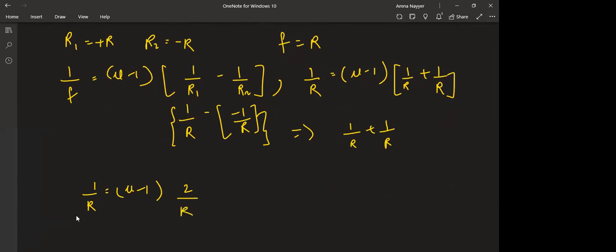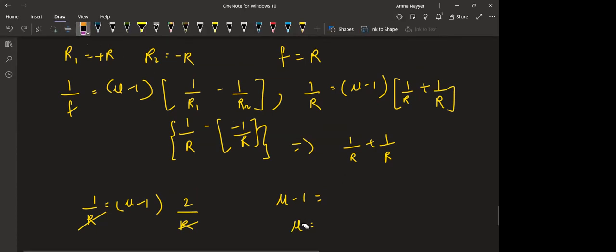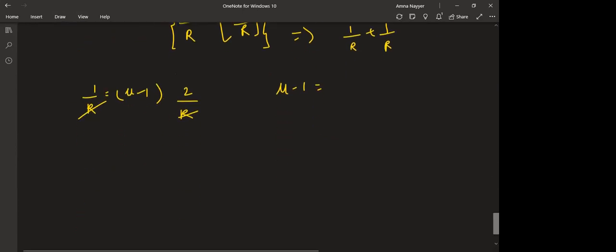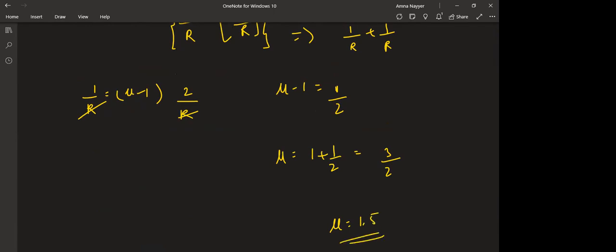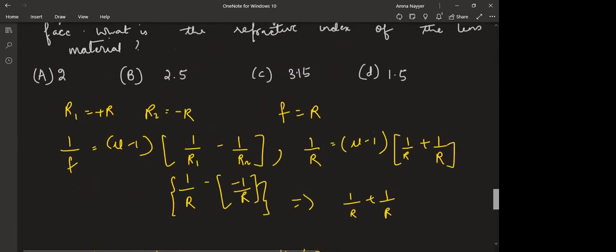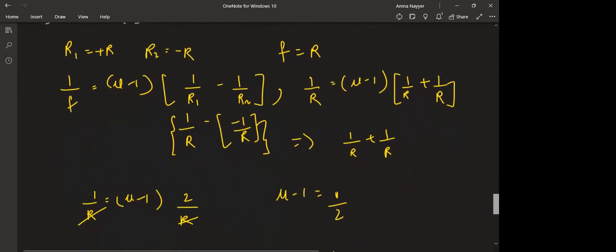So from here, R directly gets cancelled. So you will have mu minus 1 into 2 equal to 1. So mu minus 1 is 1 by 2. So mu will be equal to 1 plus 1 by 2, that is 3 by 2. Again, this is 1.5, the refractive index. So option D will be right.